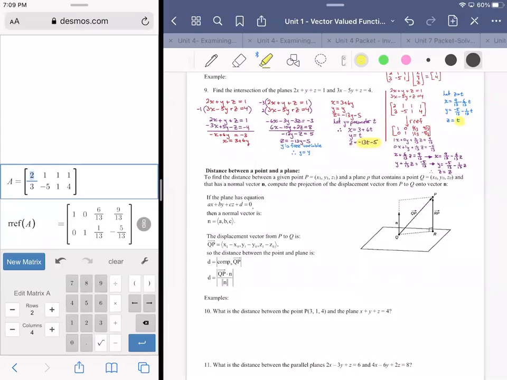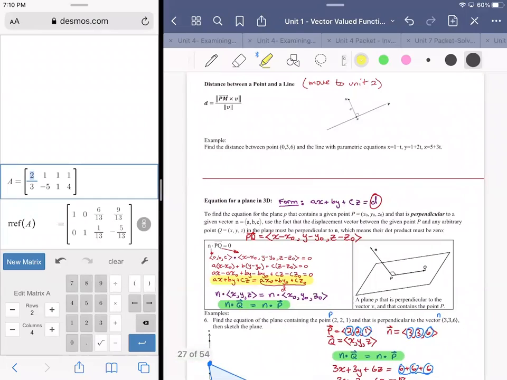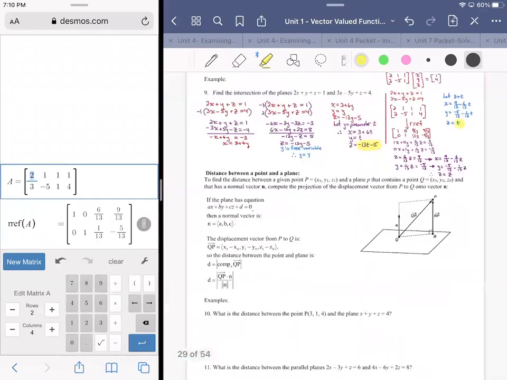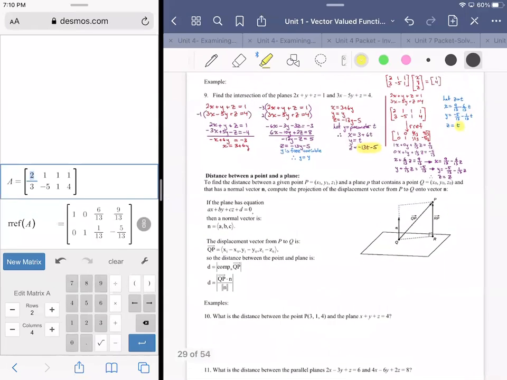All right. In the same vein as what we talked about two pages ago, distance between a point and a line, we're going to hop over the distance between a point and a plane because, again, like I said, it fits better later in the course with some other topics. So this is going to get moved to Unit 2 also.